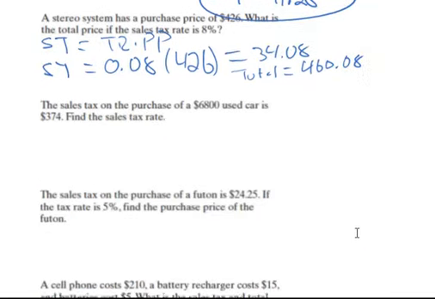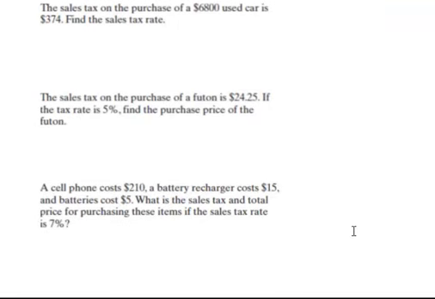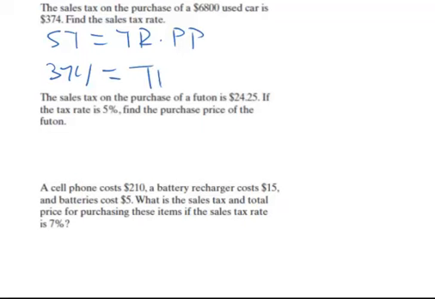All right, let's scroll down a little further here. And the next problem says the sales tax on the purchase of a $6,800 used car is $374. Find the sales tax rate. Okay, same formula. Sales tax equals tax rate times my purchase price. So I know that my sales tax is $374. I don't know my tax rate, so I'm going to leave that part alone. My purchase price of my car is $6,800.